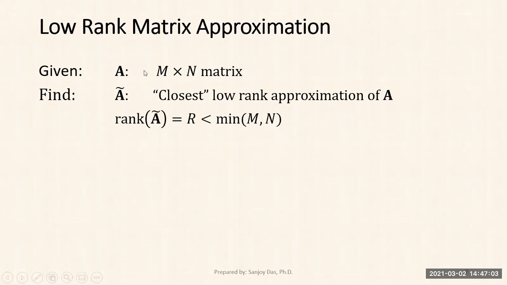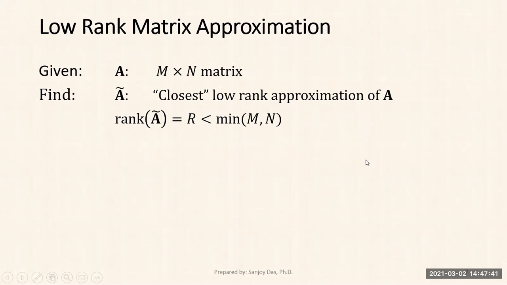Maybe this is a 20 by 15 matrix. M is 20, n is 15, and we want R to be 10. So we are looking for a matrix A tilde which has a lower rank than A. But within this restriction, we want one that is the closest approximation to A. In other words, A tilde is the closest approximation of A which is of rank R. So this is our goal.